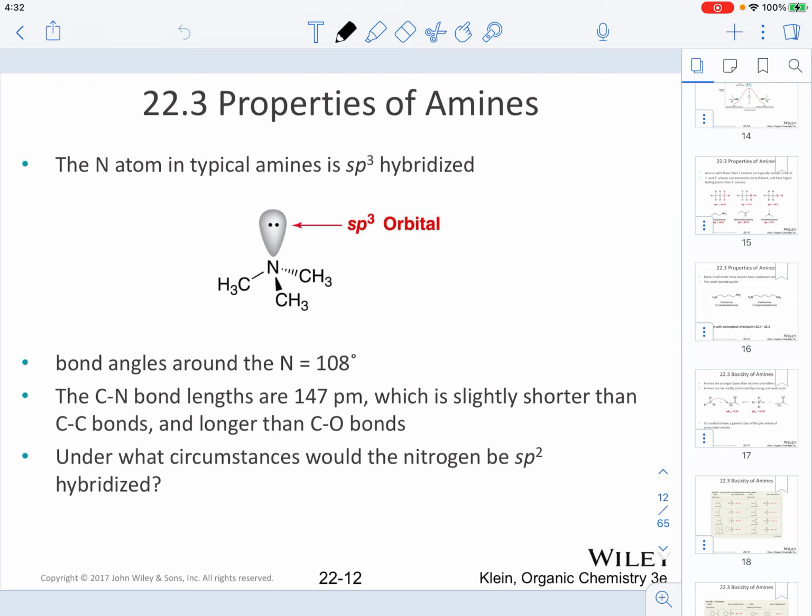Now, we know that tetrahedral molecules have bond angles that are around 109.5 degrees. And as we look at the bond angles around the nitrogen atom, they are actually 108 degrees. The carbon-nitrogen bond has a length of 147 picometers, which is slightly shorter than carbon-carbon single bonds and longer than carbon-oxygen bonds. Now, understand that there are some circumstances in which the nitrogen atom, instead of being sp3, is going to be sp2 hybridized.